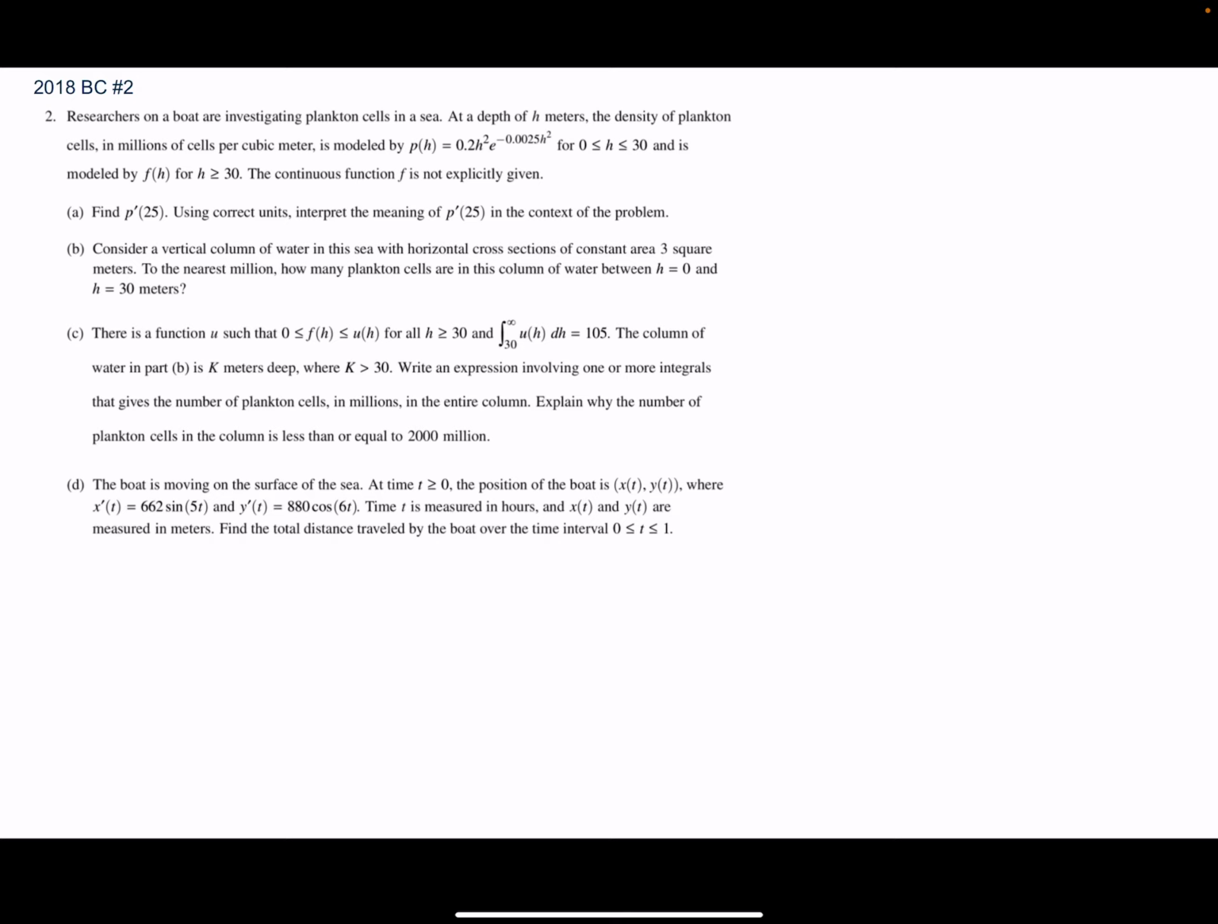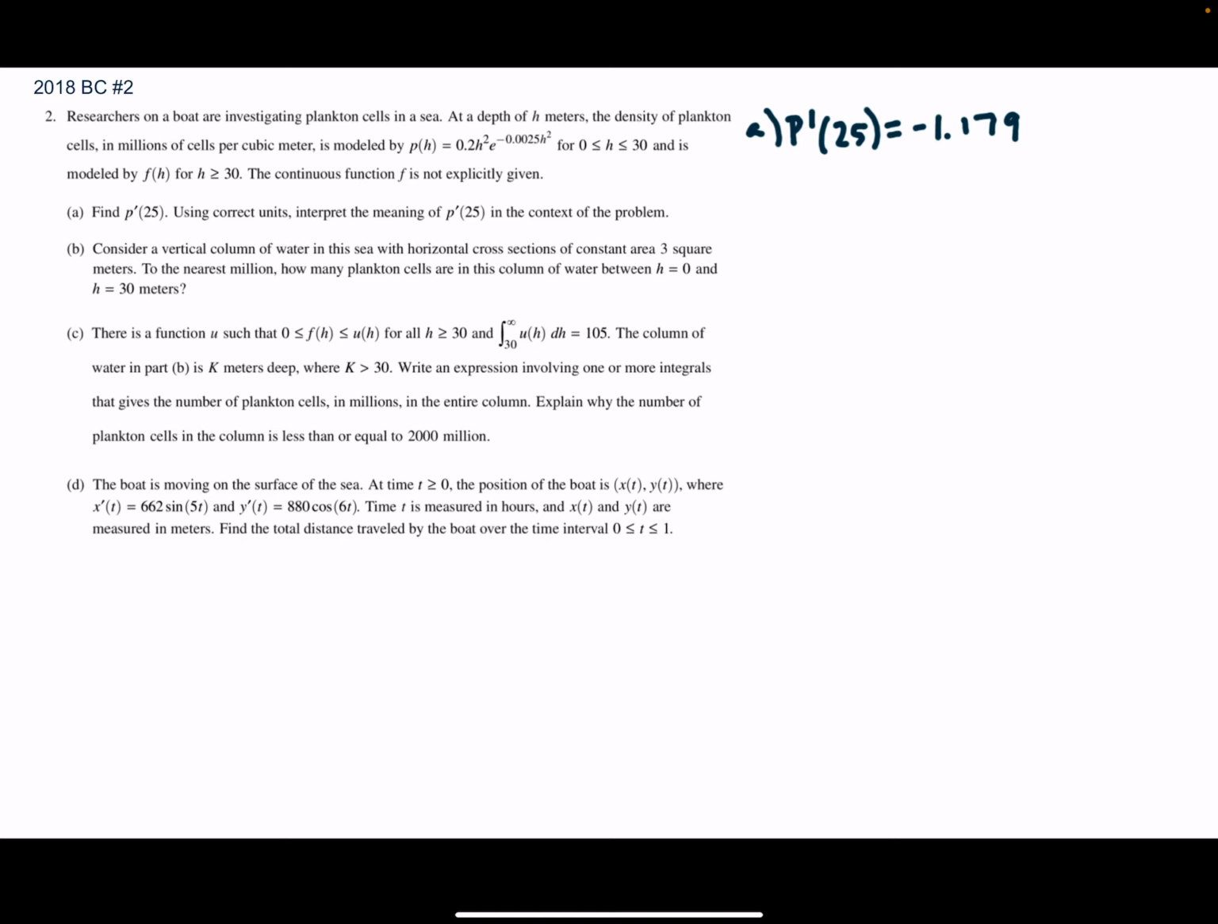So it starts out fairly simple. It wants P prime of 25. I'm going to just do that on my calculator. I'm literally just using the Math 8 feature. And if I plug in, I'm going to get 1.179. Please be careful that you keep all your 3 decimal places. Otherwise, you're not going to get credit for your answer.